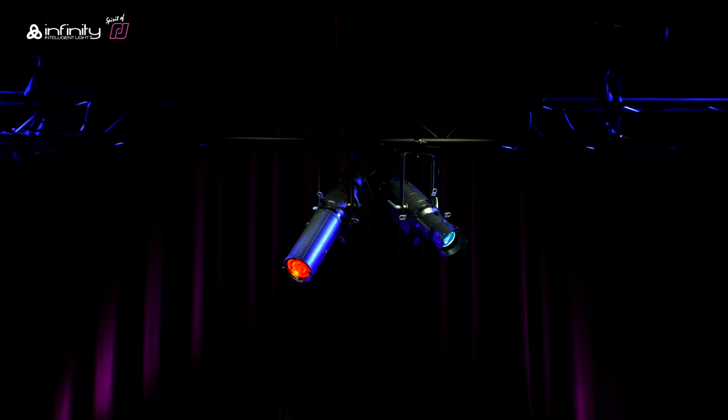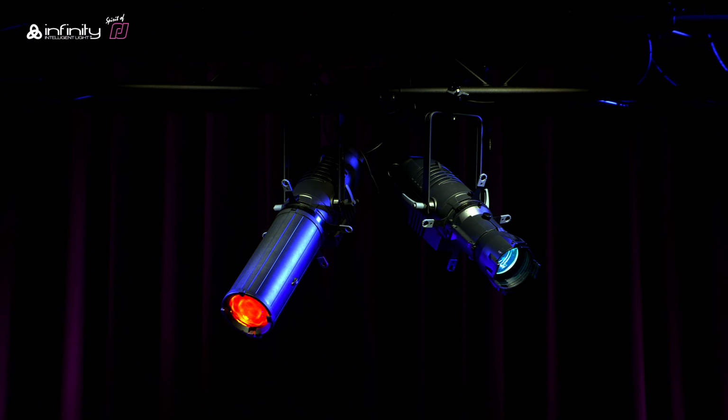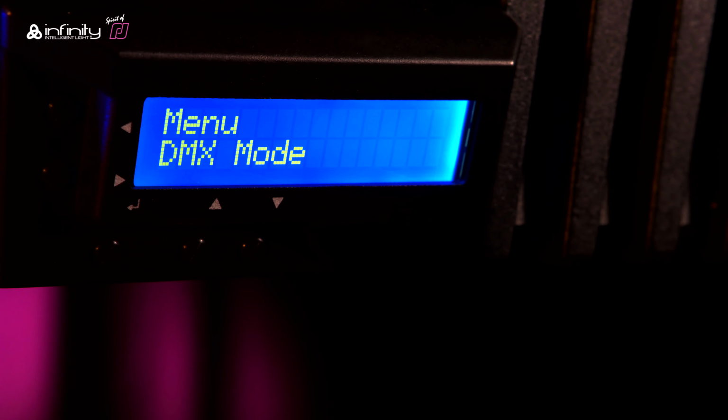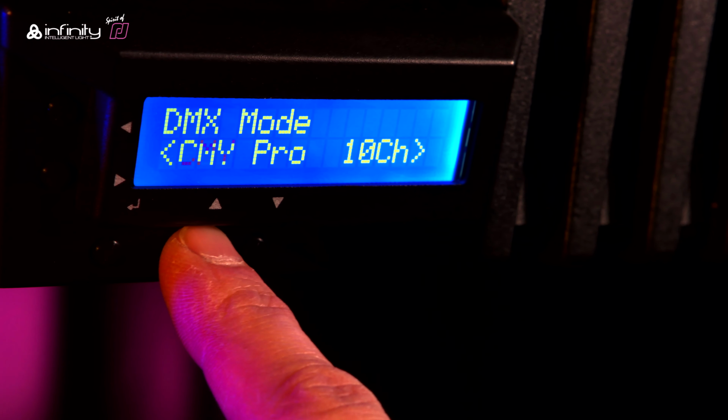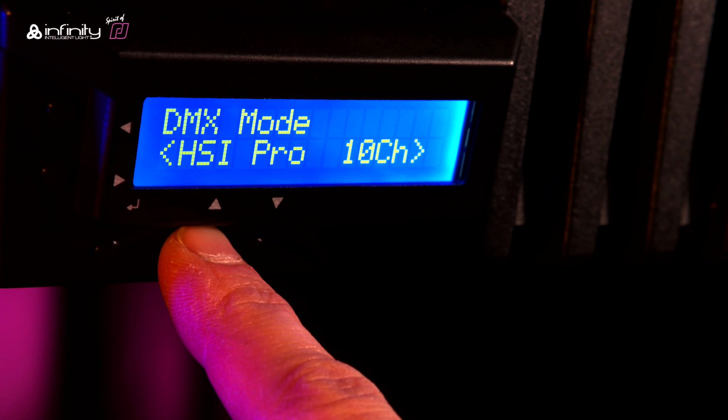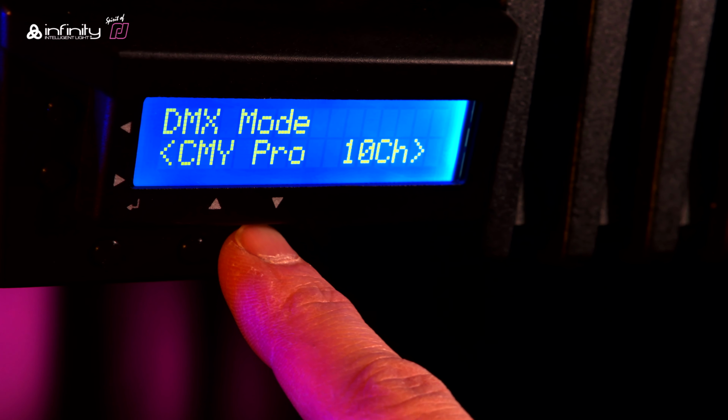So it's always a question of what you're looking at. And I think the nice thing with the Infinity lights is that they only provide CMY, HSI, and RGB color modes. So I, as a programmer, don't have to think. The fixture kind of does the thinking for me.